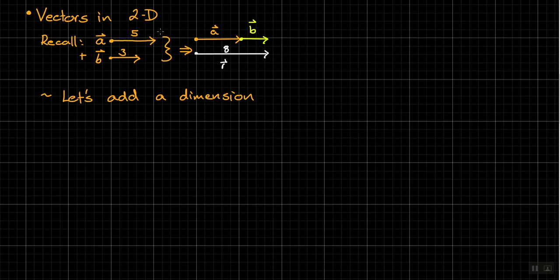When we add a dimension to our vector stuff, there's 2 possible ways that this is going to work out. The first of these is as nice as they get. We're going to talk about perpendicular vectors.